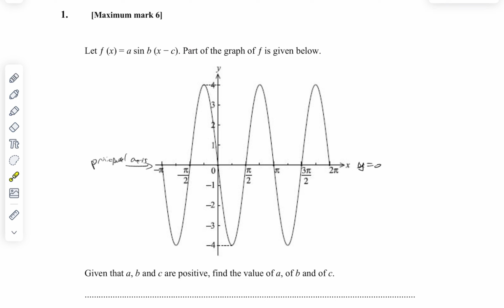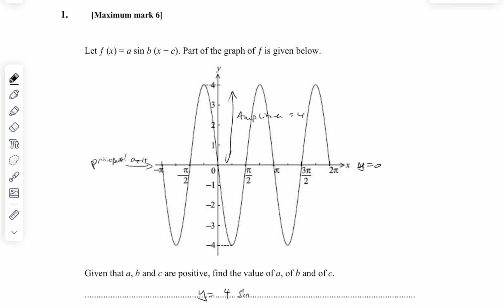A sine graph normally goes from 0 to 1 and back down to -1. In fact, it normally goes like this, pi and 2 pi, going up to 1. And this is going up to 4, so it's 4 times bigger. That's my amplitude. So that means that A is 4, so y equals 4 sine.